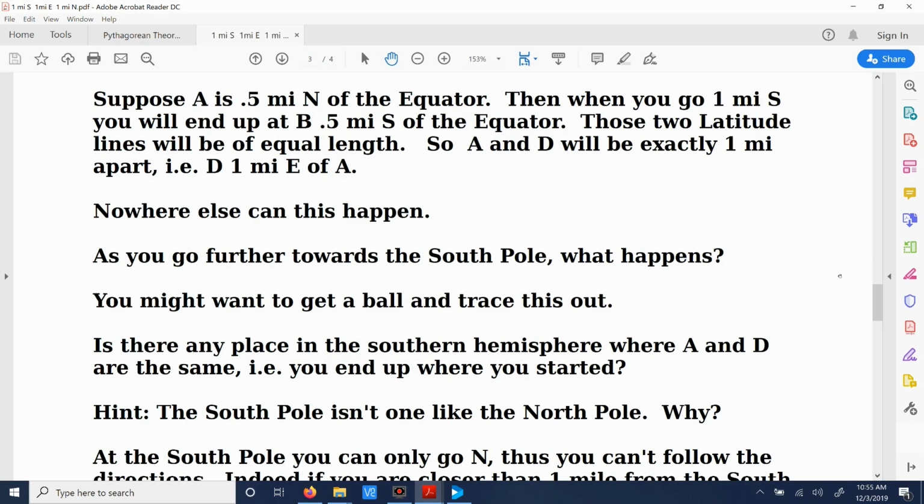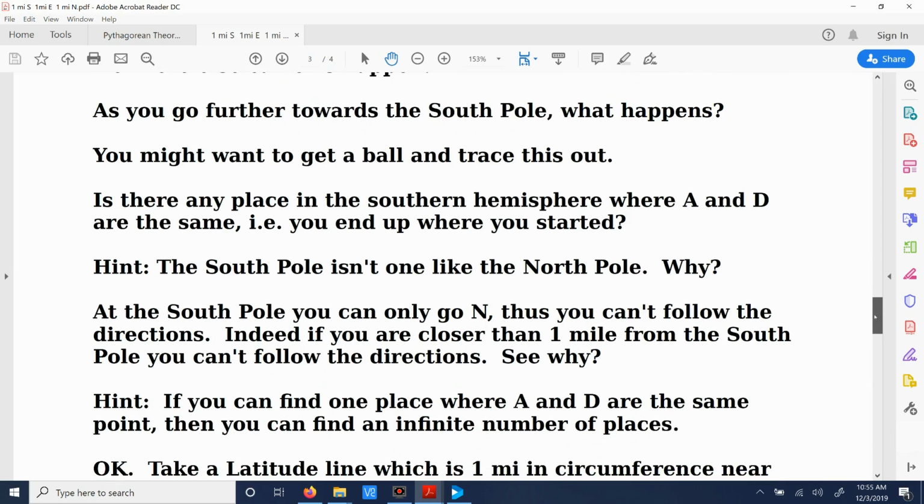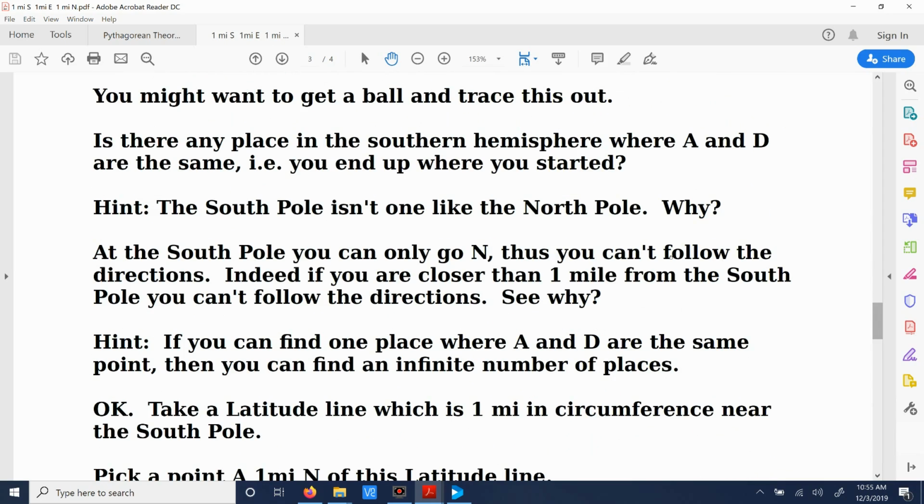Now the question is, what happens as you go further and further towards the South Pole? Well, I'll let you trace that out and think about it. And then the question is, is there any place in the southern hemisphere where you could end up exactly where you started, where A and D would be the same? Now, a lot of people start around and say, well, let's try the South Pole. The North Pole worked? Well, no, the South Pole won't work. Why not? Well, when you're at the South Pole, there's only one direction you can go, and that's north. So you can't follow the directions.